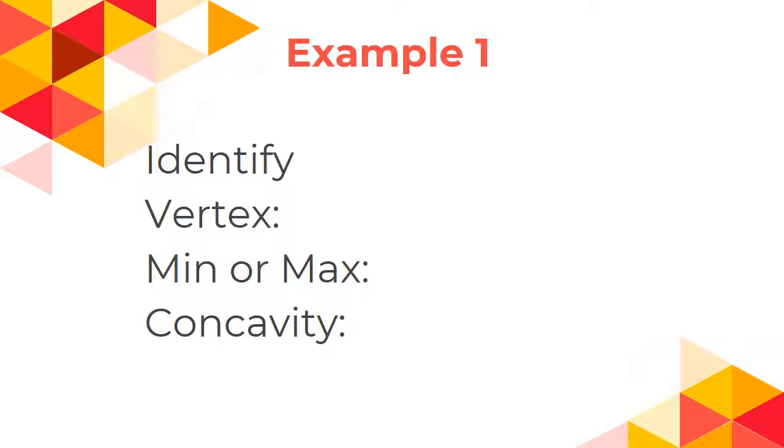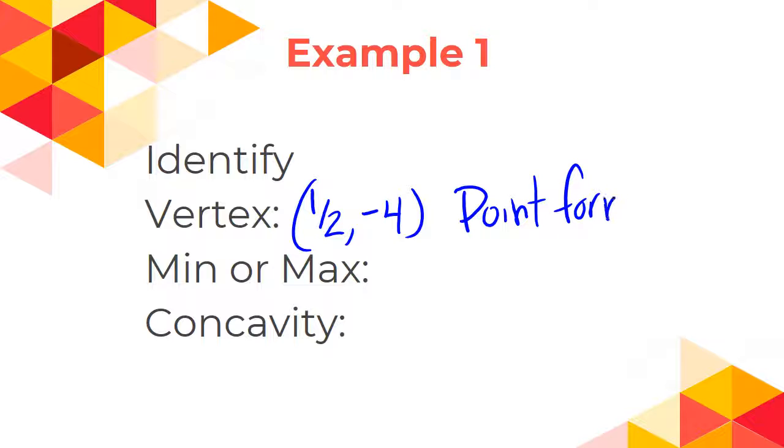Let's identify a few things here. First of all, the vertex is going to be, again, where the axis of symmetry occurs. So that 1/2, -4. I want to see the whole point. Make sure it's in point form, meaning x, y. It is going to be a minimum, and it is concave up. Take a look at your notes or note cards to work on what's a min and max and what is concavity.